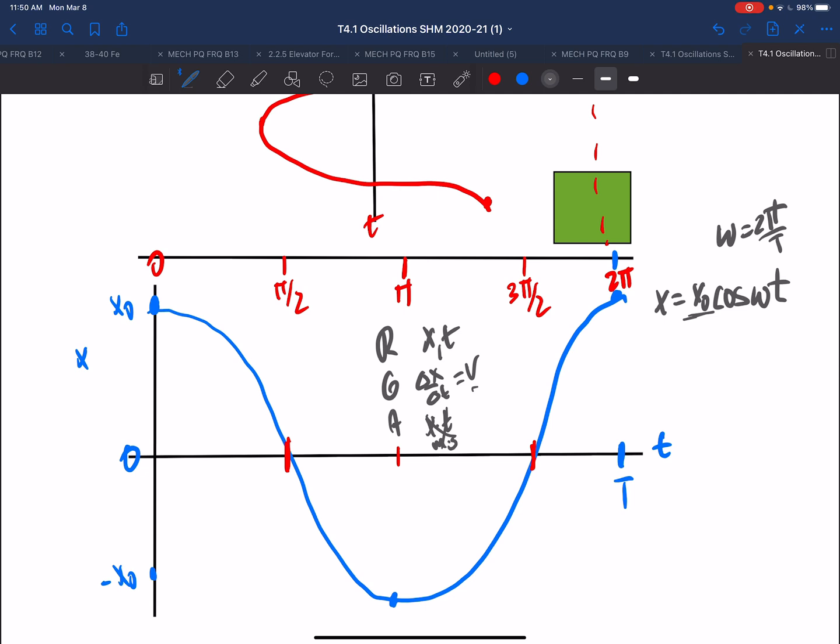Now, for those of you in calculus, if we wanted the slope, we would do dx/dt. And the derivative of cosine is negative sine. So we have negative x0 omega sine omega t. And so that is the equation for our velocity: negative x0 omega sine omega t. In our next installment, we are going to look at velocity and modeling the velocity.